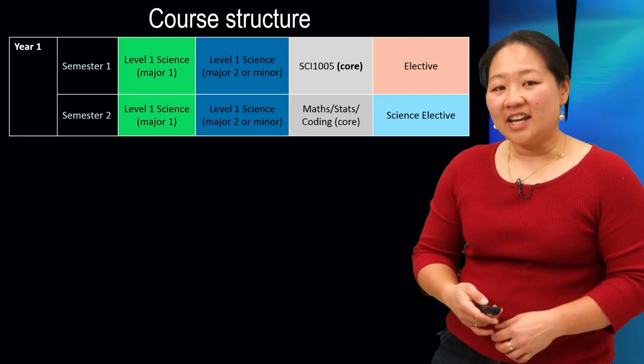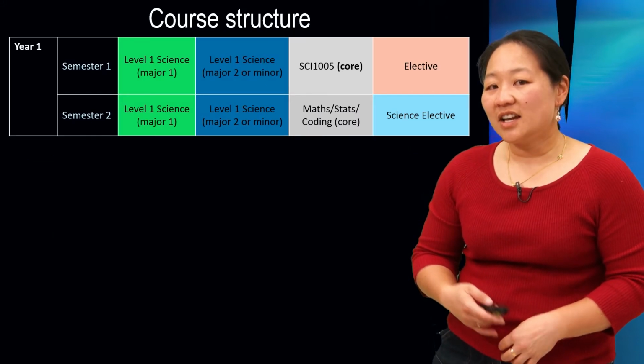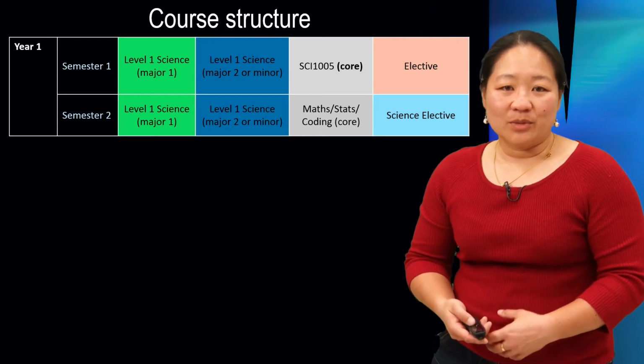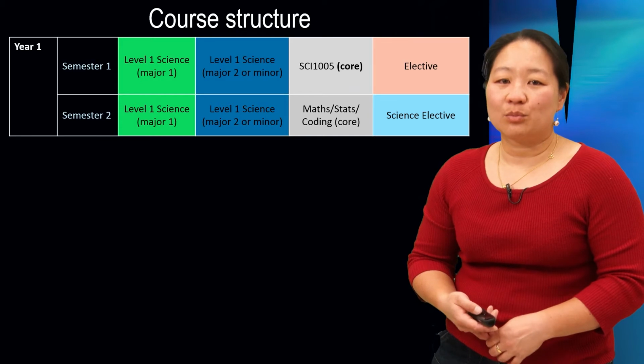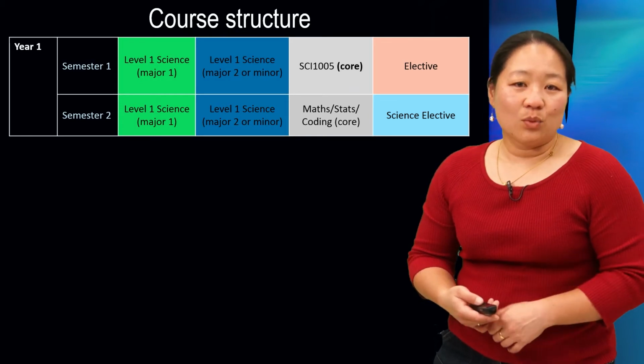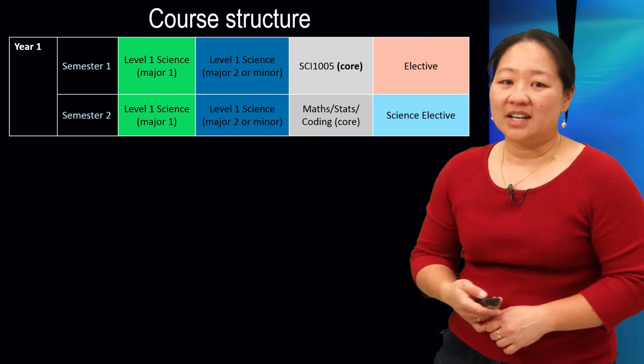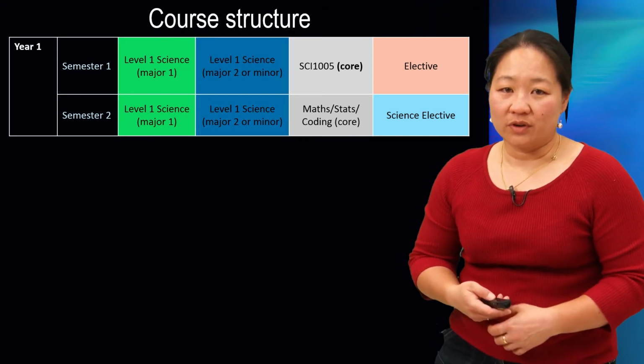As I said, each course is made up of units in terms of compulsory ones and ones that you choose. As a minimum, you must complete 2 Level 1 approved sequences and a Level 1 maths, stats or coding unit if this has not already been completed as part of your Level 1 approved sequence.